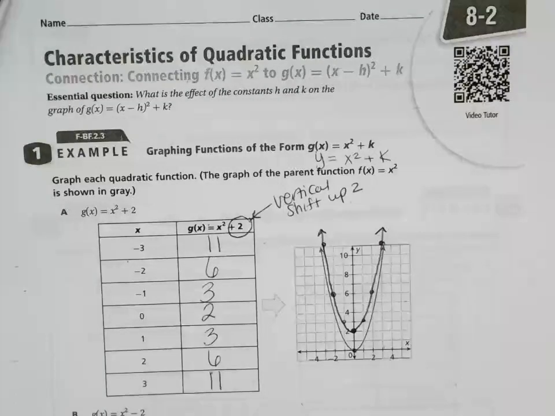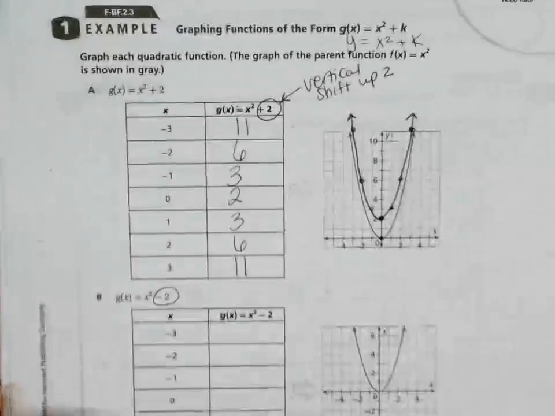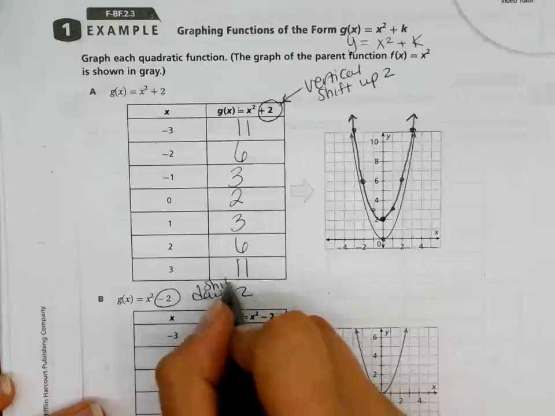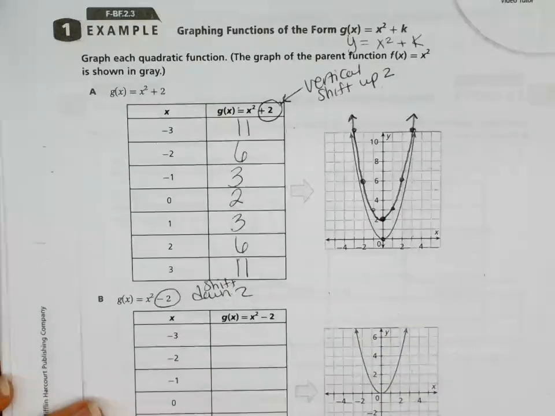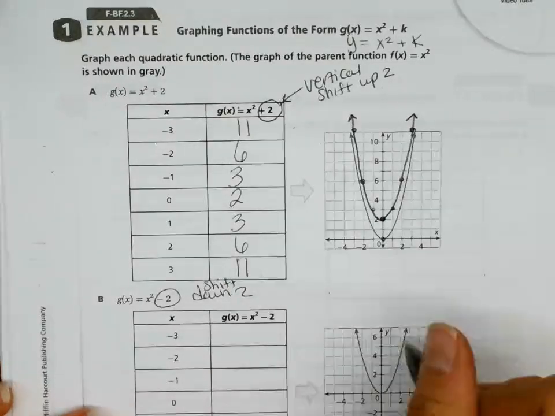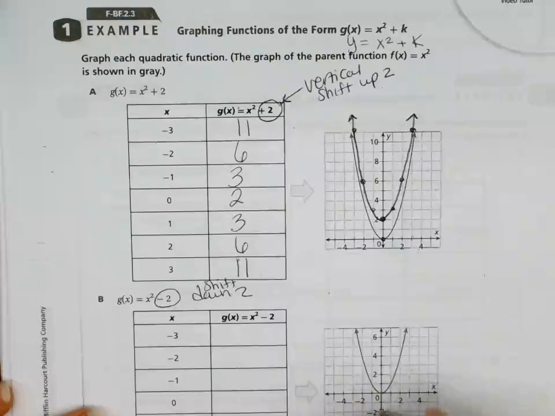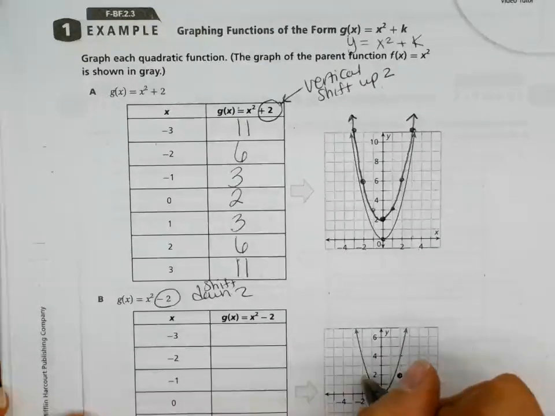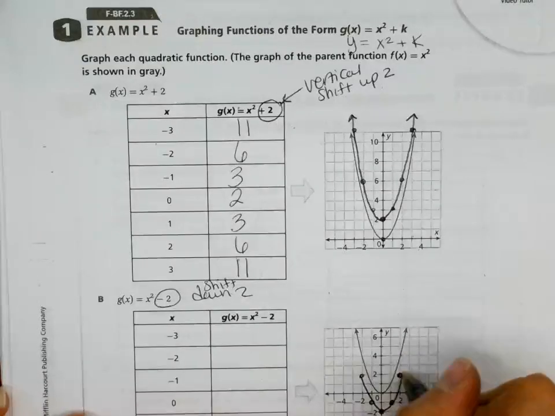So what do you think this one's going to be before I even graph it? It's going to be a vertical shift of down 2. It shifts down 2. So if I just looked at my graph right now, instead of 0, 0, it's going to be at 0, negative 2. Instead of 1, 1, it's going to be at 1, negative 1. Down 2. Instead of 2, 4, down 2, 2, 2. So this is what it's going to be just based on knowing my parent function.